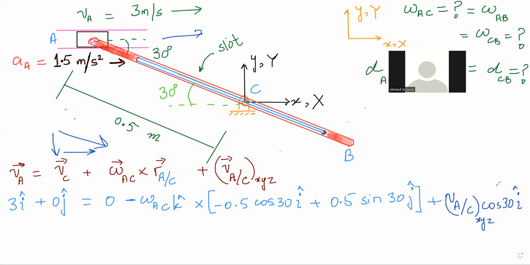Next component. What will be the next component? Minus VC times J, sine 30 J. Good. If you don't understand, you stop me right there, okay?